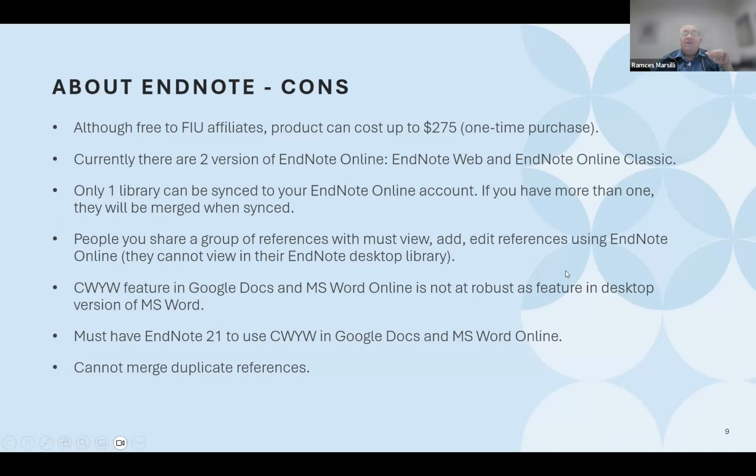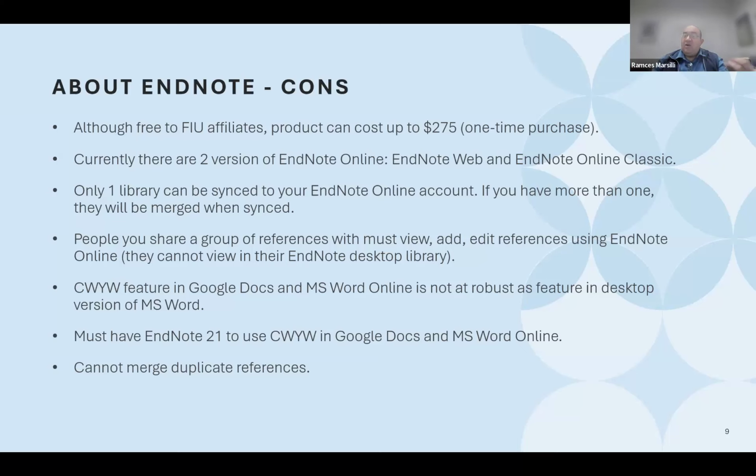Now, as with everything, there are a few cons about EndNote. Although this is not a problem for us since we're affiliated with FIU and we get it for free, it is not inexpensive. It can cost up to $275, although once again, we get it for free. Currently, there are two versions of EndNote Online, and it would be a lot better if there was just one. Only one library can be synced to your EndNote Online account. So if you have more than one library, they will be merged when synced. So that's one of the reasons it's better to just have one library.